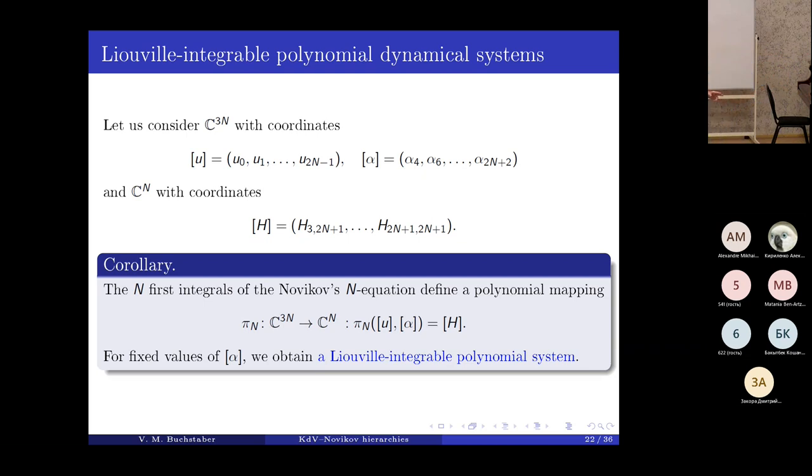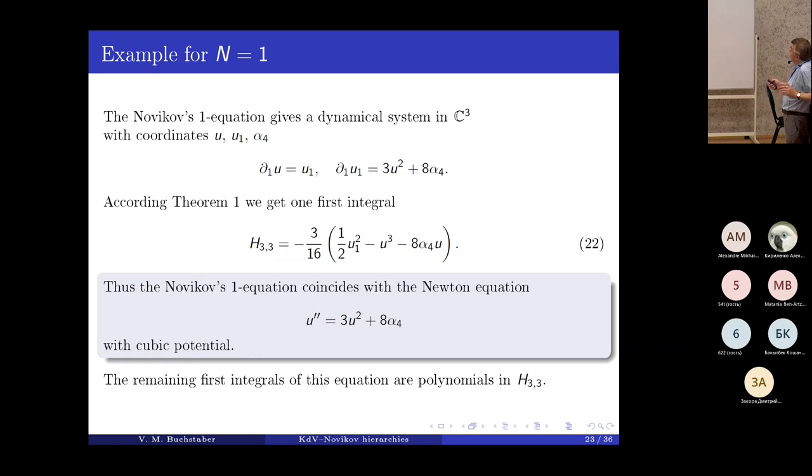A few days ago, I gave a talk at the conference in Suzdal and showed that it is not only Liouville integrable, it is such a system for which we can construct an explicit solution using the theory of hyperelliptic functions. But here, I have not so much time, but let me mention it. From a general point of view, we obtain a dynamical system integrable from the Liouville point of view, but all these systems have explicit solutions. So, in the case n is 1, we obtain exactly the Novikov 1 equation, which coincides with the Newton equation with cubic potential. But of course, you can consider not only n is 1, but n is 2, and so on, and you obtain such systems.